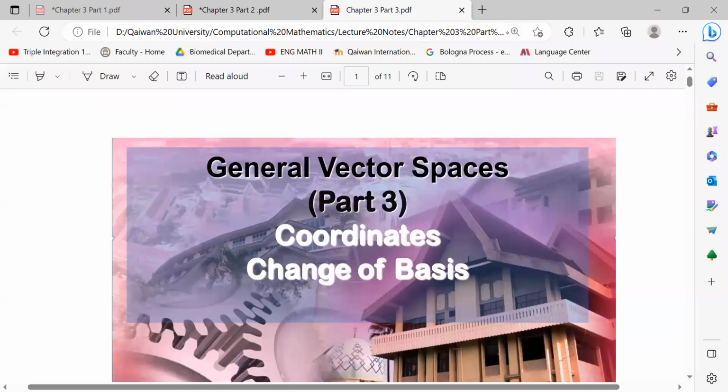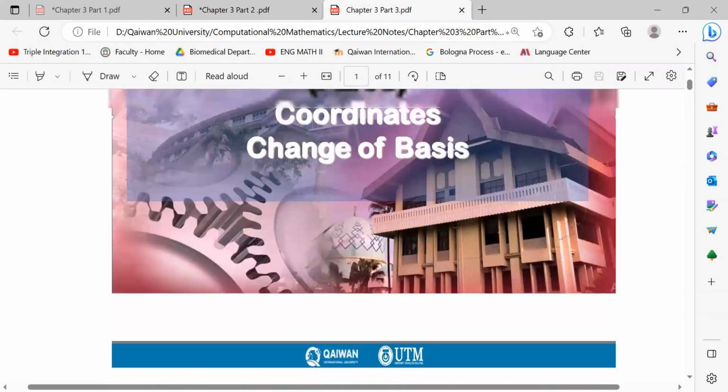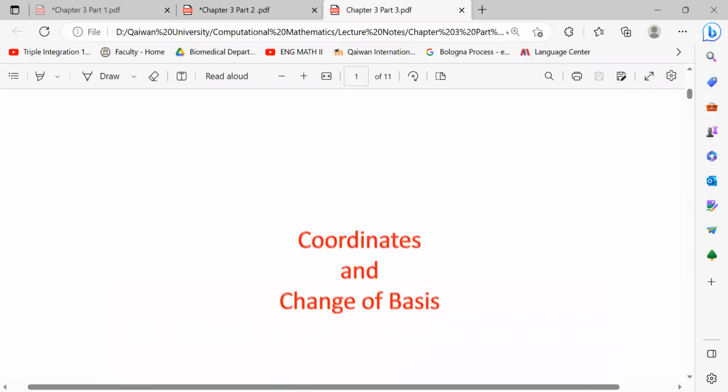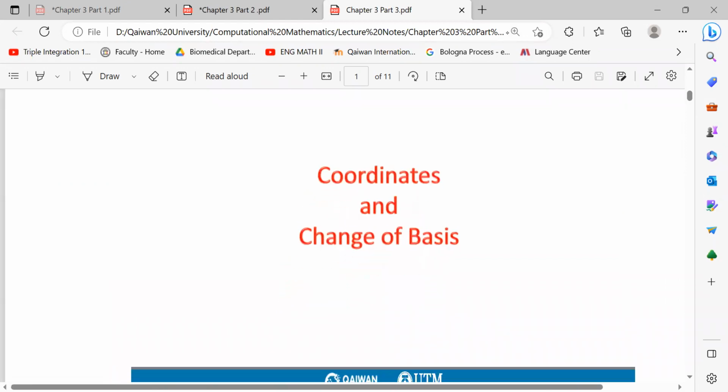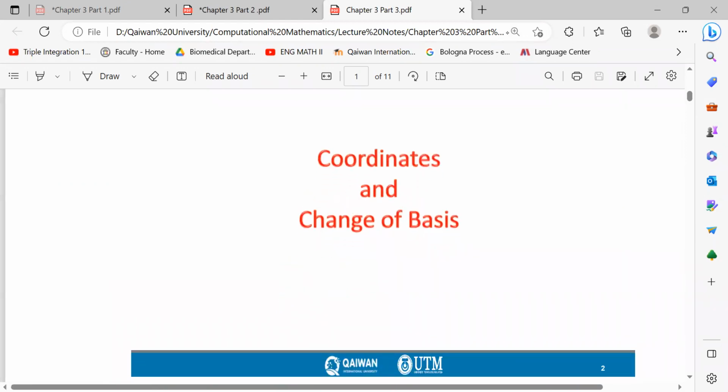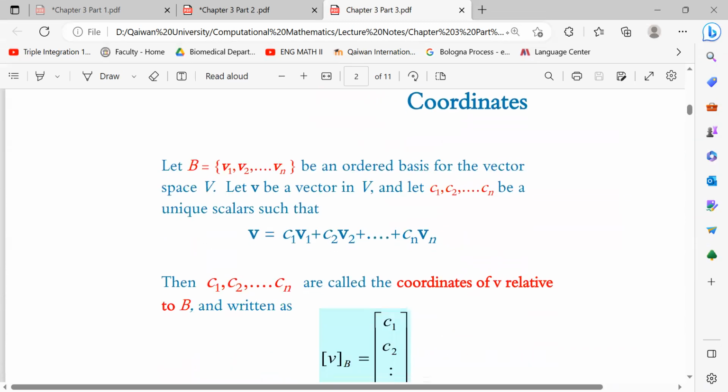Okay. In part 3 of chapter 3, we have coordinates and change of bases. Here, we just talk about two concepts: coordinates and change of bases. For coordinates, it's the values of C in the linear combination. That's all. You just need to find the values of C, and the values of C are going to be the coordinates. Okay? It's so easy.